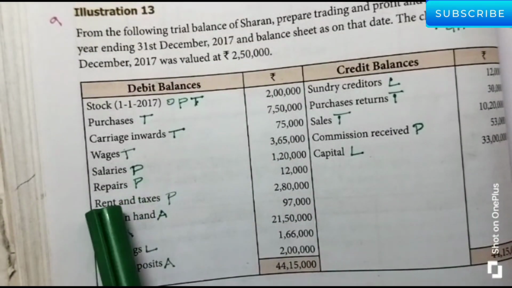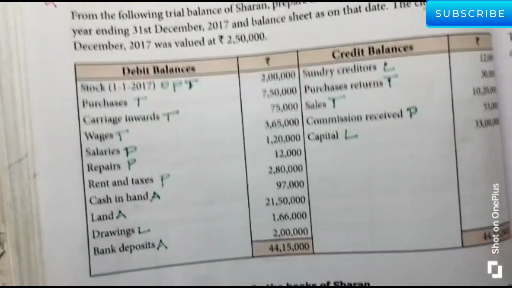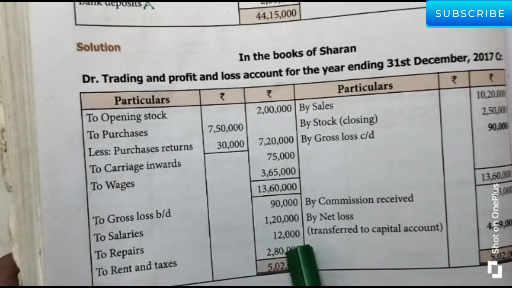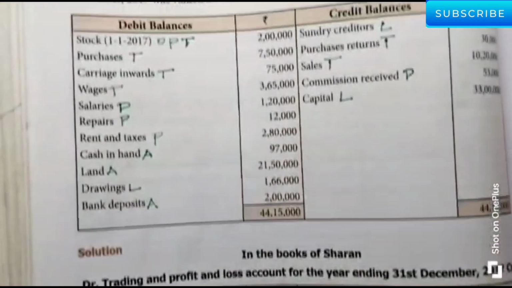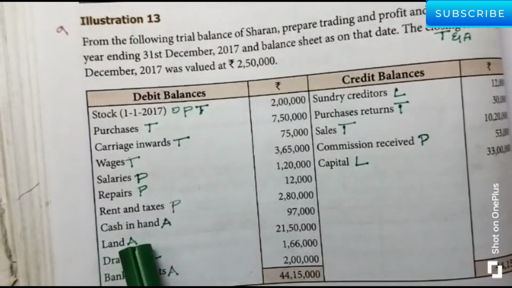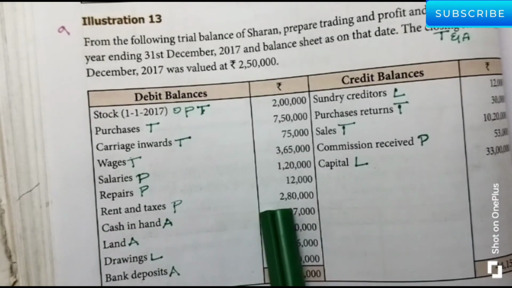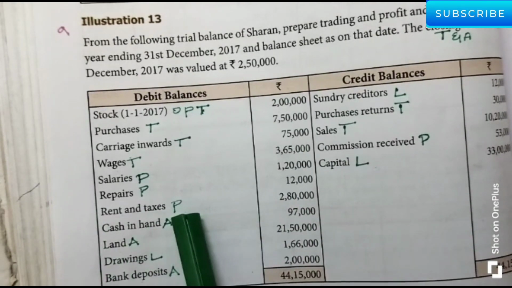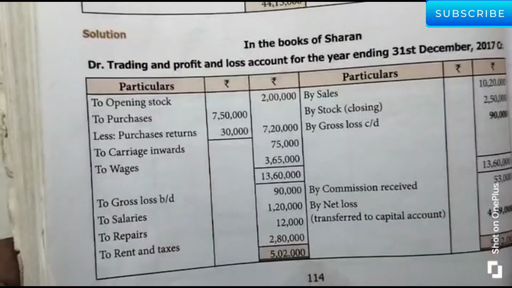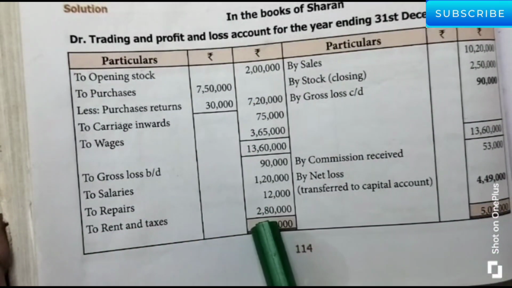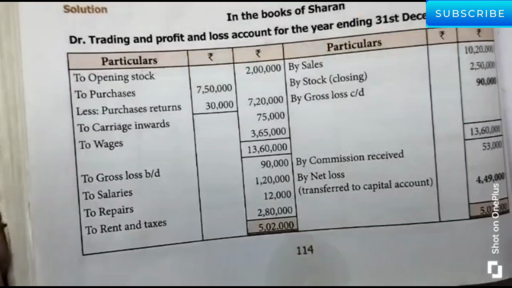Then repairs, 12,000 rupees, entered on the debit side of the profit and loss account. Then rent and taxes, which are office and administrative expenses, 2,80,000. This is an indirect expense. So rent and taxes you have to enter on the debit side of the profit and loss account. To rent and taxes 2,80,000 entered.